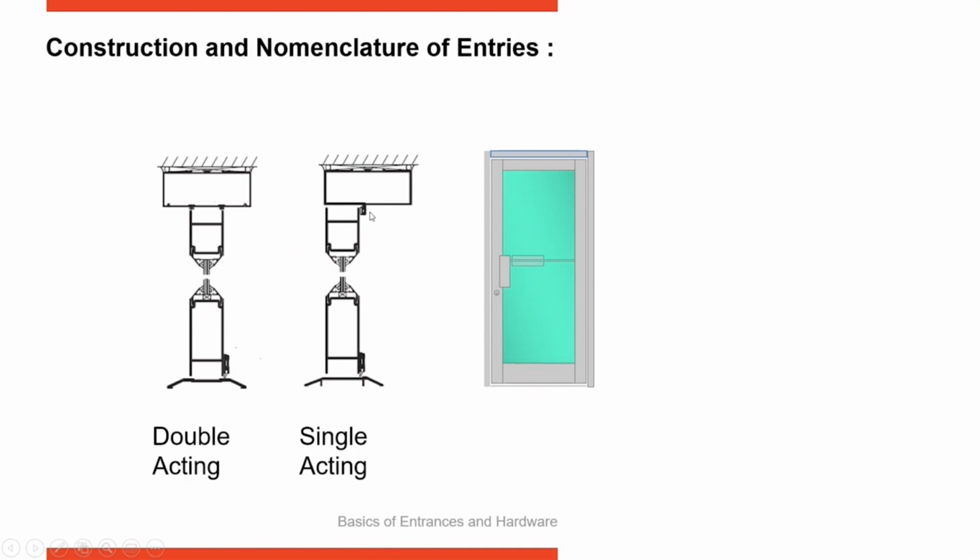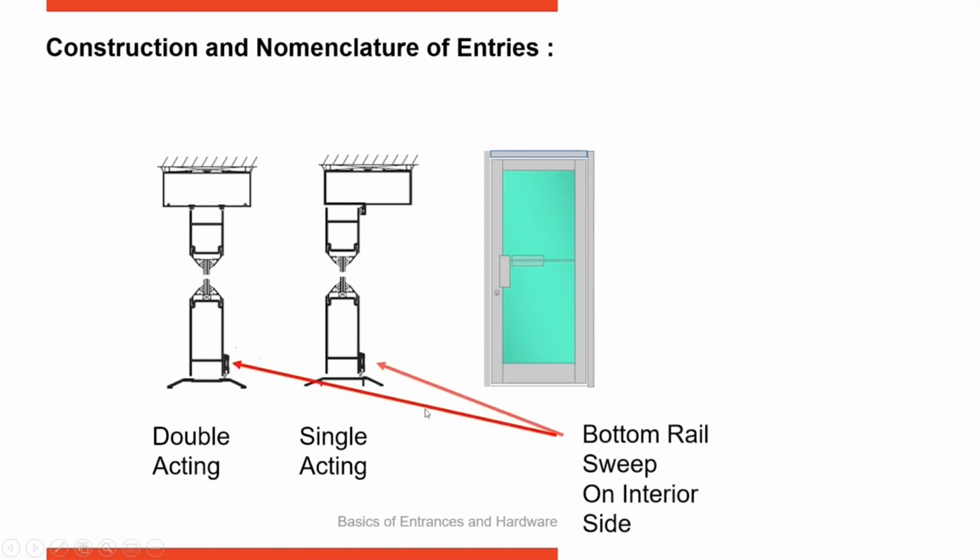Now what I want to point out here is the bottom rail sweeps that you can see on both these doors. They're set to the interior. Now this has been a question in the past. Most people have thought, well, shouldn't it be on the outside? Because that's going to stop water and wind from coming under the door if you put it on the outside.